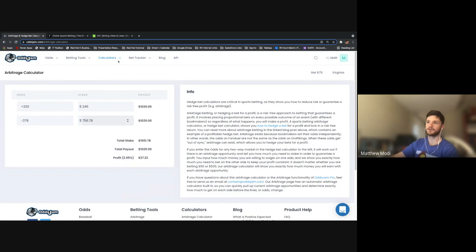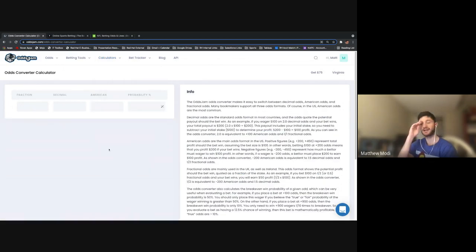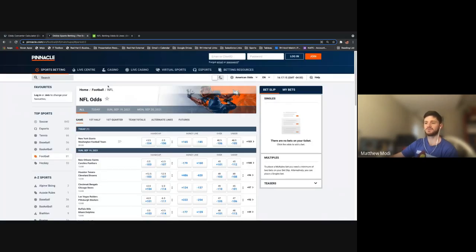The next one I want to go over is my personal favorite, the odds converter. This is my favorite just because I love how it gives you the probability percentage of what odds are and what that bet should win based on the odds. So let's say I want to find out about the game tonight, the Washington football team. They're minus 185.